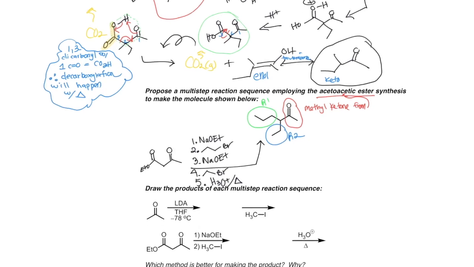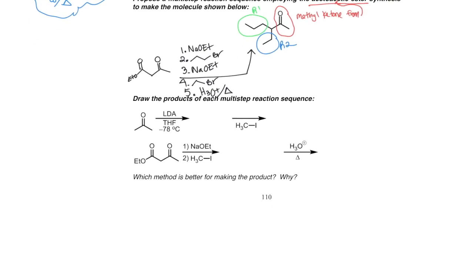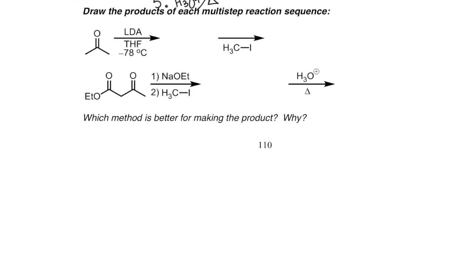Okay. Let's look at one more type of alkylation and just review the kinds we've covered. We've covered different ways to alkylate. So we've done this acetoacetic ester synthesis. So we're going to ask ourselves, why go through this complicated starting material versus just taking LDA and alkylating it over and over again? So let's look at that, okay?